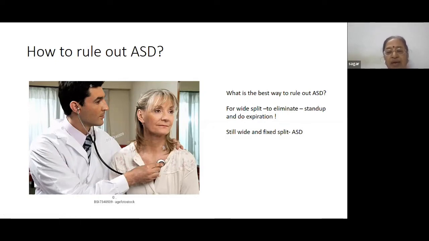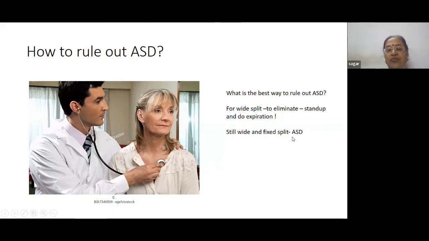So any split that you are thinking is wide, what you do is make the patient stand up and auscultate. If it is still wide, it is wide. If it is not wide on standing, it is probably not a major width. The split comes during expiration, so you ask the patient to expire. When you ask the patient to expire, the split should narrow. In anybody, it should narrow. But if after standing and on expiration there is still a wide fixed split, then it is an ASD.